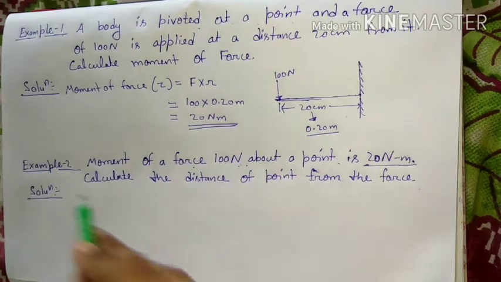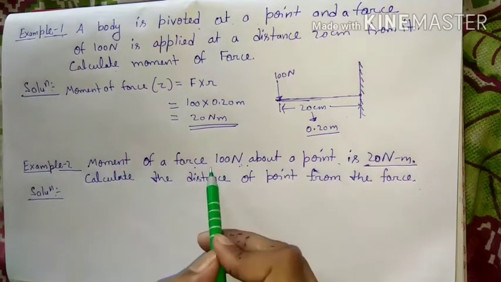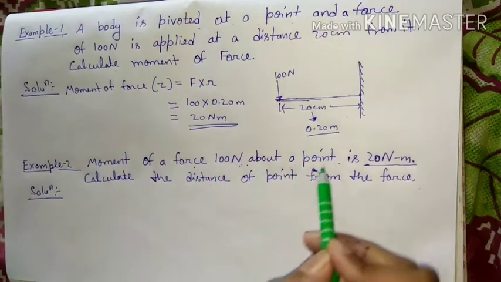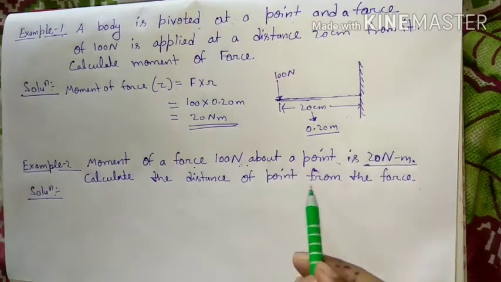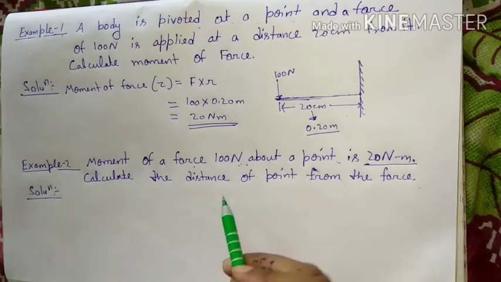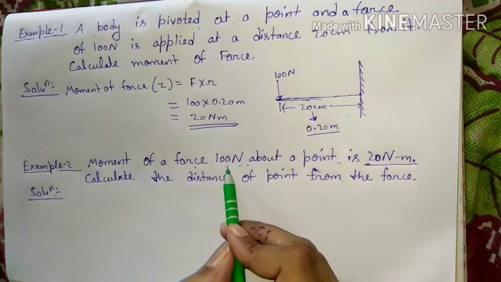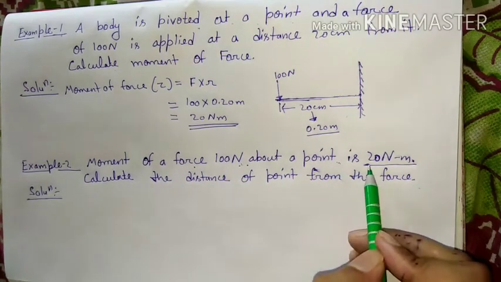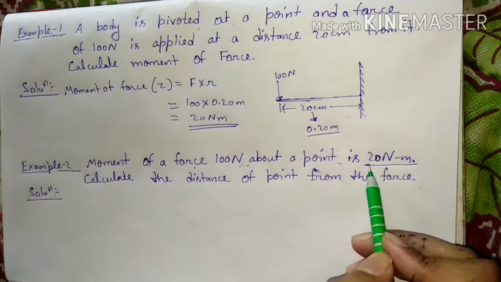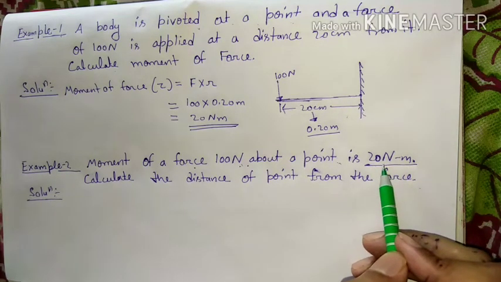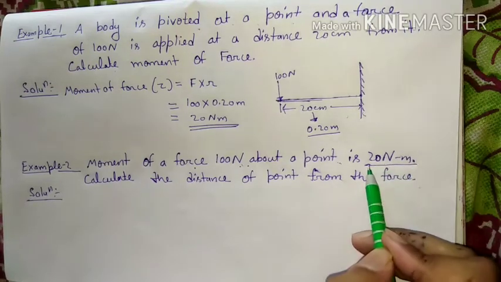And the second example: the moment of force of 100 Newton about a point is 20 Newton meter. Calculate the distance of the point from the force. In this question, the force is given as 100 Newton and the moment of force, that means torque, is given as 20 Newton meter. We can recognize by seeing the unit Newton meter that this is the value of torque.